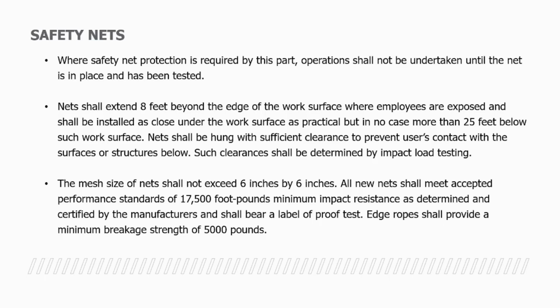The mesh size of the net shall not exceed 6 inches by 6 inches. All new nets shall meet accepted performance standards of 17,500 pounds minimum impact resistance, as determined and certified by the manufacturers, and shall bear a label of proof test. The edge ropes shall provide a minimum breaking strength of 5,000 pounds.